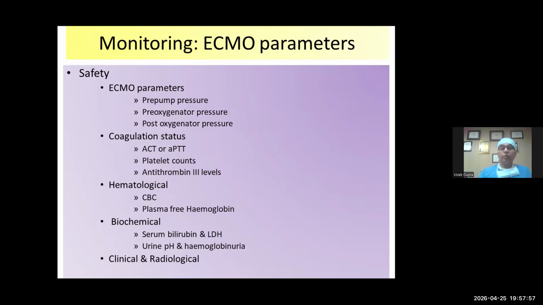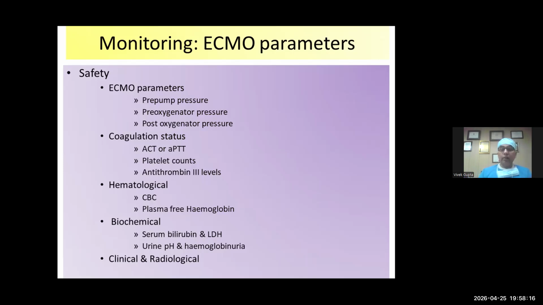Look at the platelet counts, because when you are using heparin, there is a risk of HIT, or even otherwise there may be a drop in the platelet count. You look at the CBC, that will tell you the hemoglobin and platelet counts. Check plasma-free hemoglobin regularly if you have any suspicion about hemolysis.